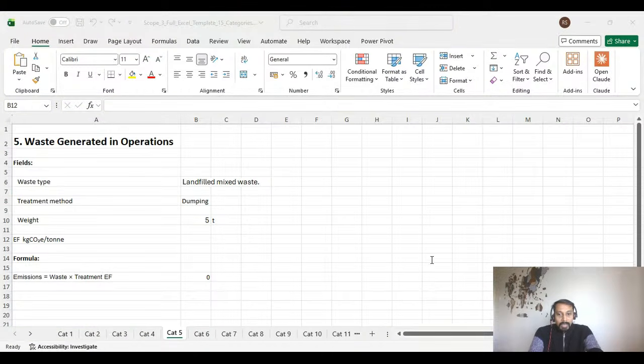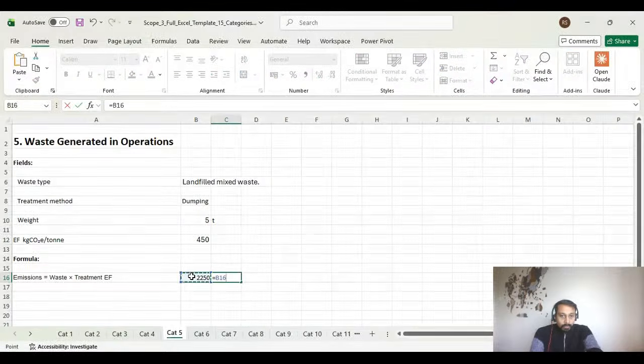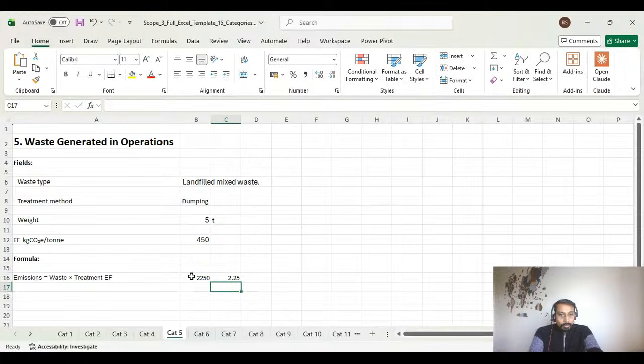Emission factor will be 450 kilogram CO2 equivalent per ton. So the overall emissions will be the waste times treatment times emissions factor. So the tons of CO2 equivalent will be 2.250 tons of CO2 equivalent. So that is the waste generated in operation.